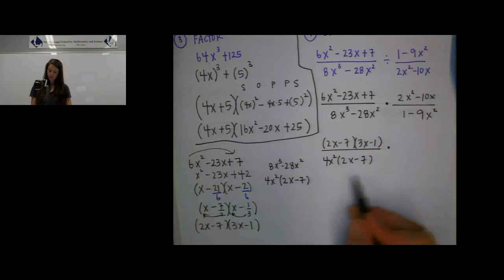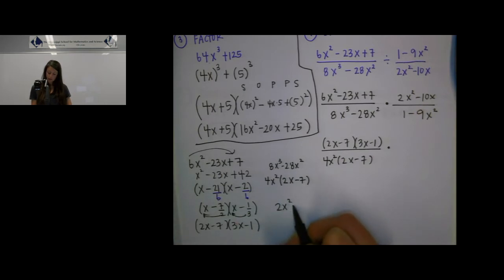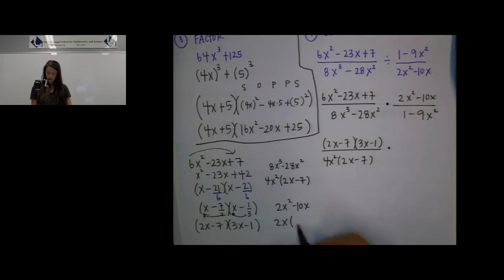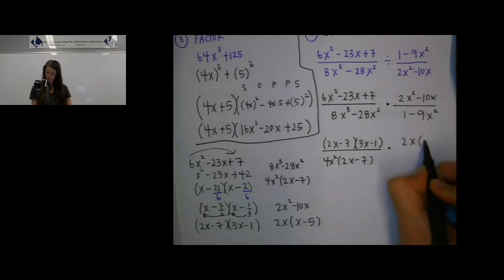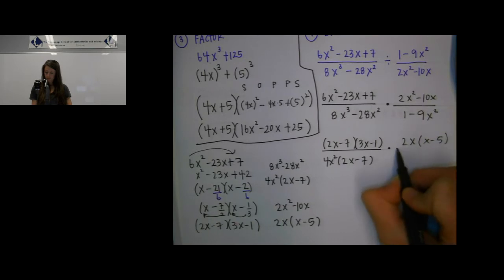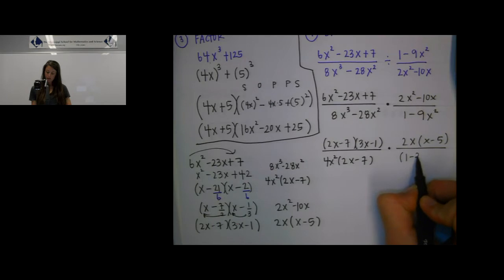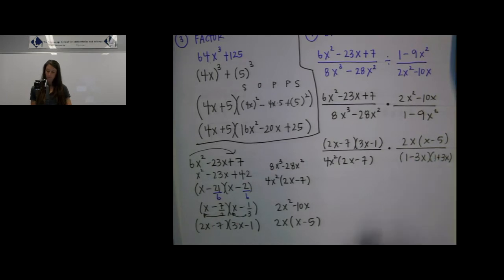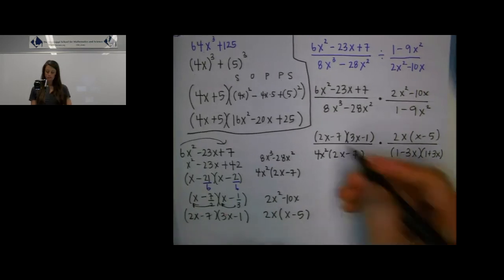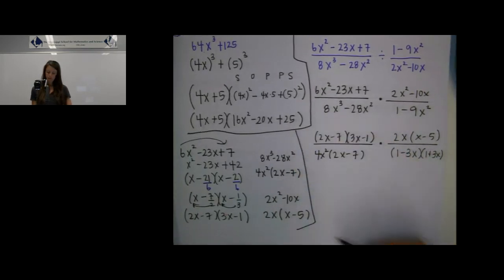Okay. Same thing with that 2x squared minus 10x there, so factor out a 2 and an x, so you'll be left with x minus 5. 1 minus 9x squared can factor to 1 minus 3x times 1 plus 3x. Okay, so now those are my factorings over here.